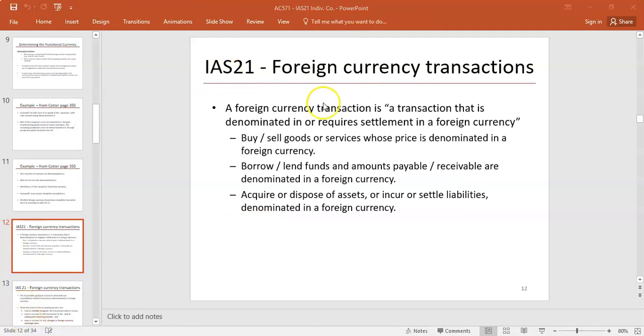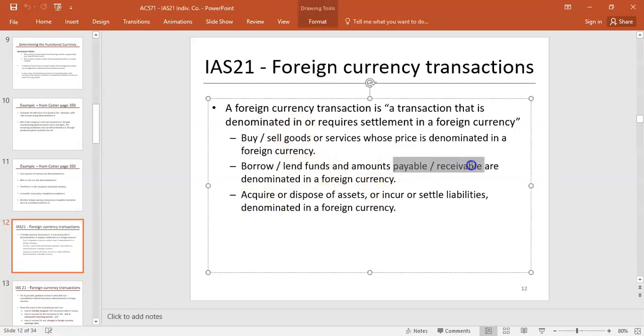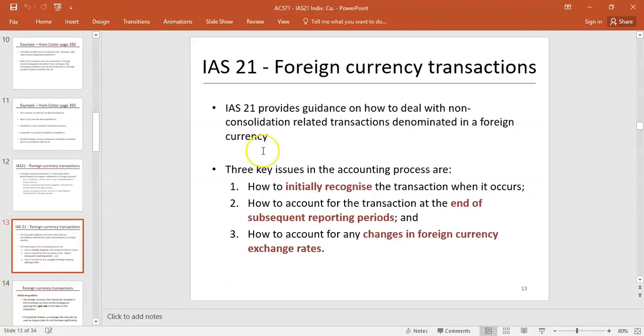So in IAS 21, the rules are: a foreign currency transaction is a transaction denominated in, or requiring settlement in, a foreign currency. So as we said, buying and selling goods, borrowing or lending money, and of course your trade payables and trade receivables could be in a foreign currency, or you could buy or dispose of assets in a foreign currency as well. So there are a multitude of different types of transactions, but the general standard rules will apply to each of them. So we need to know three key issues.